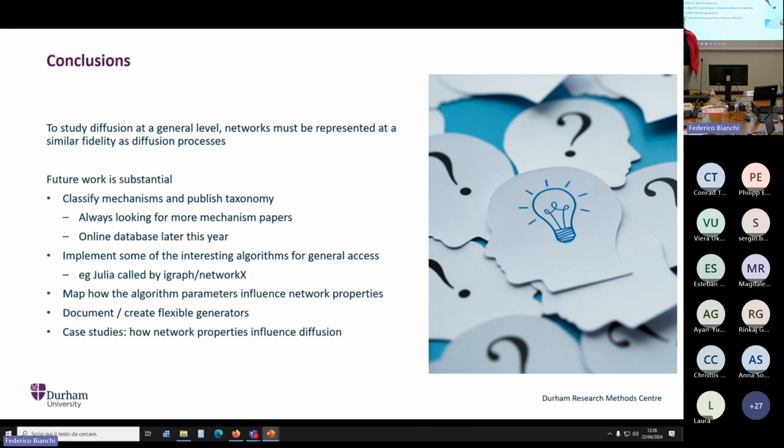I would argue that to study diffusion at a general level rather than a particular network, the networks have to be represented at a similar fidelity as you're representing the diffusion process. You know, ABM needs to represent the whole thing at an appropriate level of representation of quality of matching. We have a lot of work.